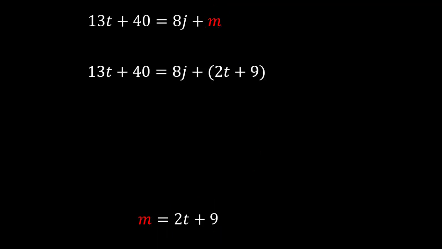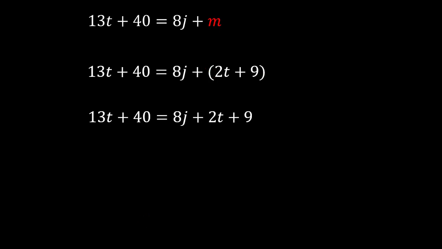So first let's go ahead and sub in that m, and having done so, we just get the 2t plus 9 out here. Having subbed that in, we can go ahead and get rid of this, and we can get rid of these parentheses too while we're at it for our next step. And now we can simplify this a bit. Let's go ahead and subtract 40 from both sides. And let's go ahead and subtract 2t from both sides. If we do that, we can get rid of this 40 here, and we'll get rid of this 2t over here. And we end up with 11t equals 8j minus 31.